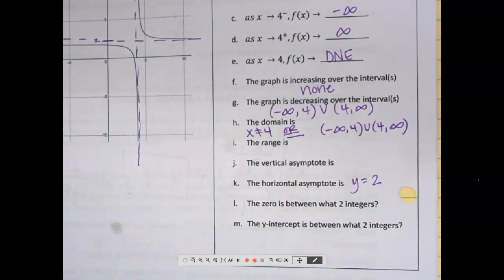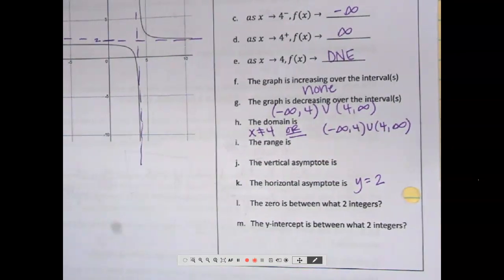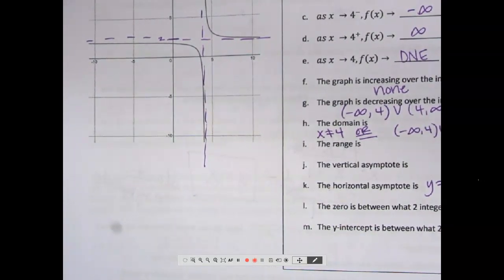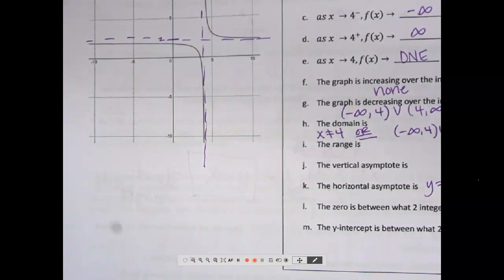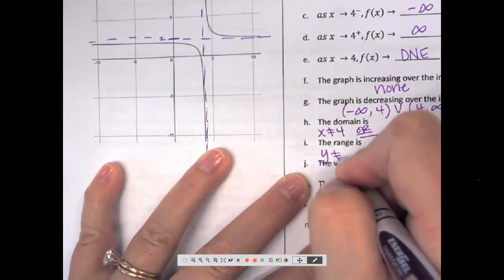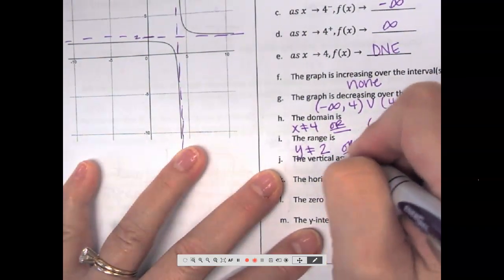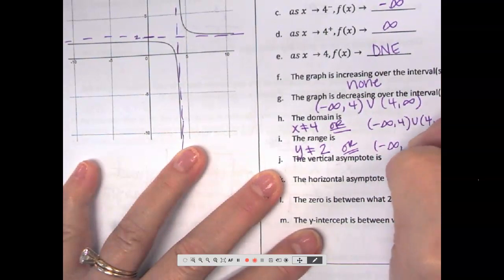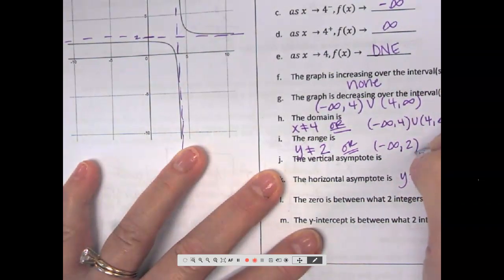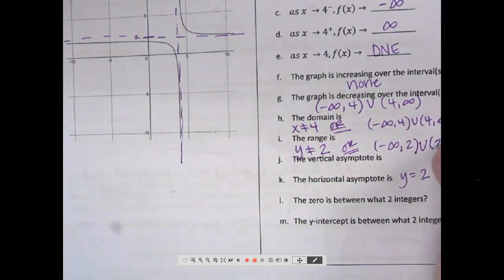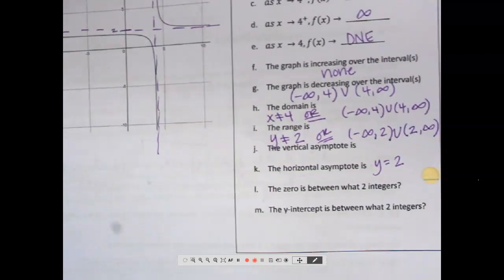What's my range? All real numbers? Do I have a y at 2? All real numbers except 2. So how would I write that? I can say y is not 2. That's the simplest way to say that. Or I can go negative infinity to 2. Parentheses means don't include 2. Union means add to the list. Combine with 2 to infinity.